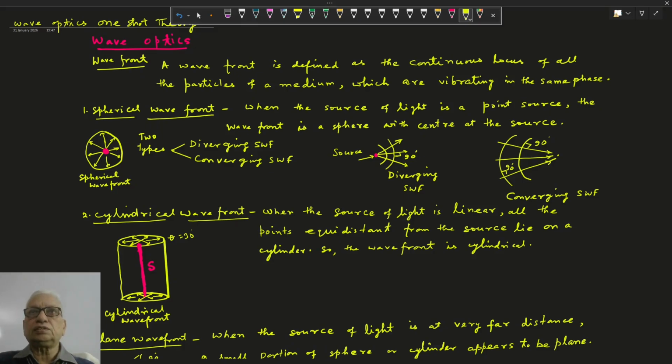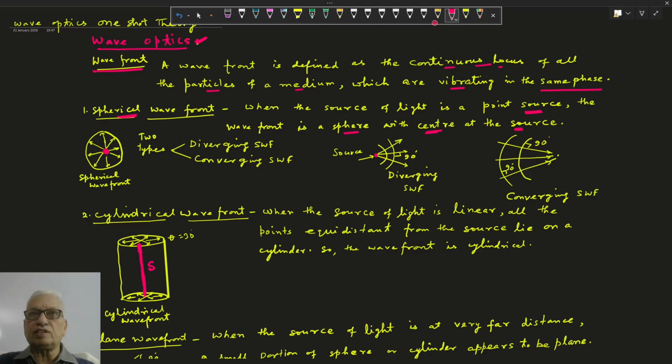Hello, we are discussing wave optics. Wavefront is defined as the continuous locus of all the particles in a medium which are vibrating in the same phase. It is called wavefront. There are many types of wavefront. First one is spherical wavefront. When a source of light is a point source, the wavefront is there with the center of the source.